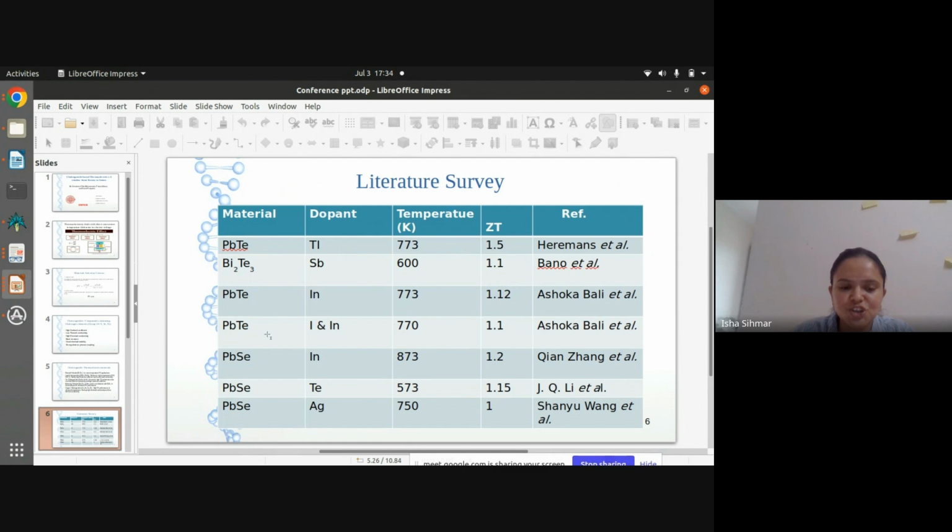Similarly, for other lead chalcogenides, PbSe, lead selenide, a ZT value greater than 1 is also observed. These are all experimental results. Computationally, for PbSe, a ZT value as high as 2 is also proposed by David Parker.